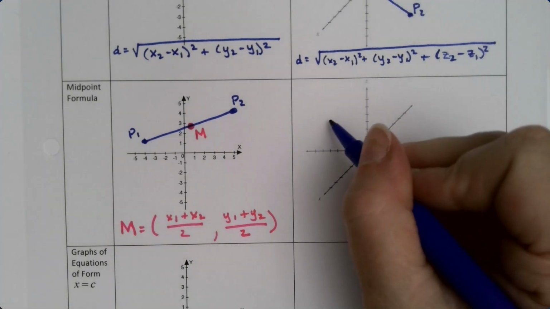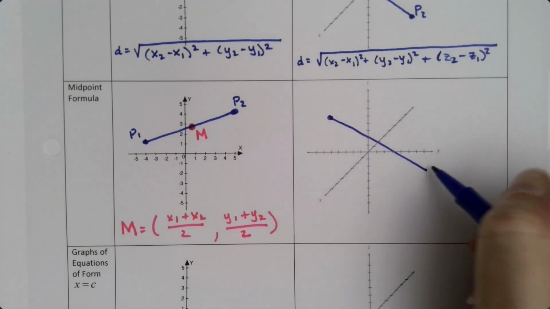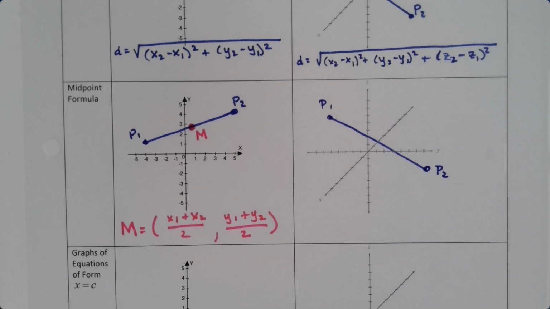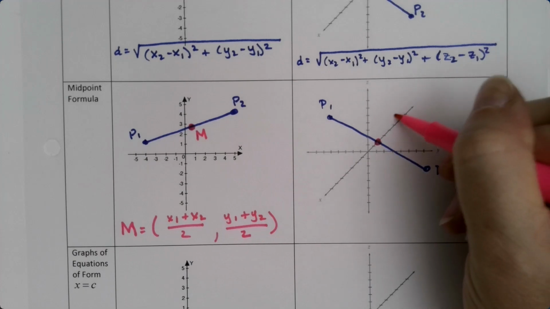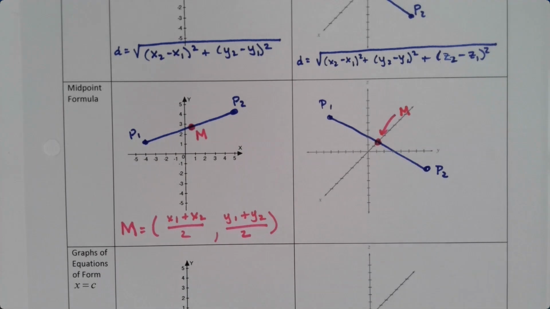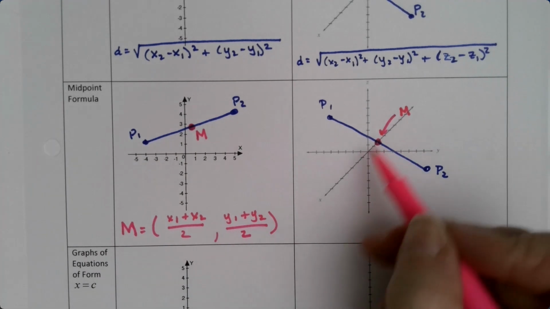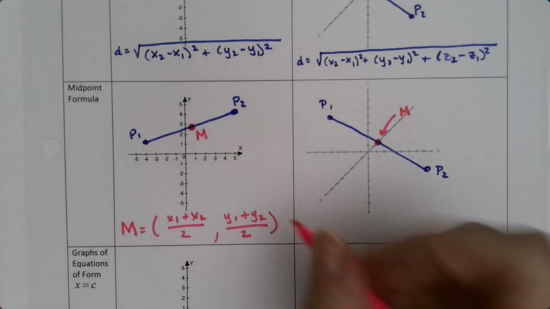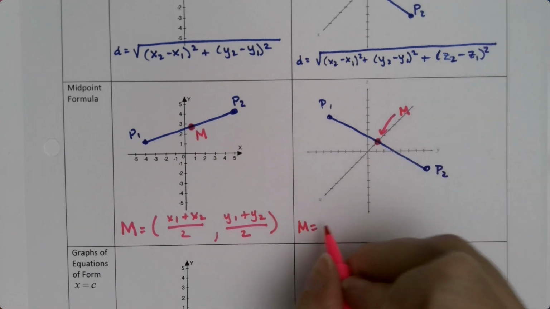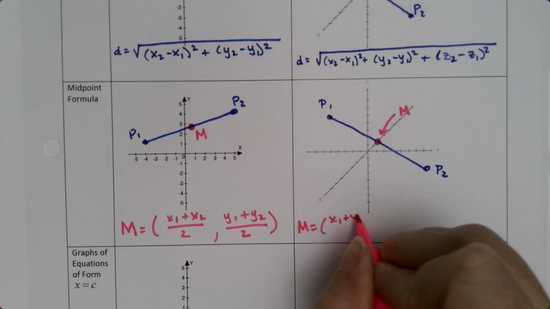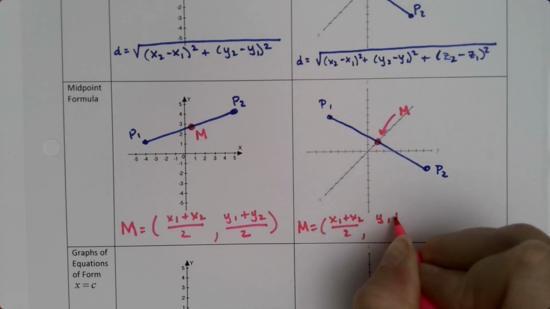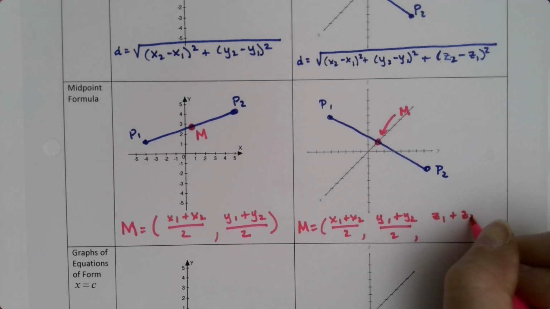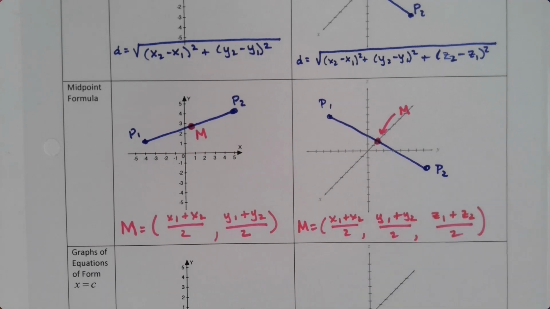When it's in 3 dimensions, point 2 over here, point 1 over here, or vice versa, it doesn't really make any difference. And the midpoint is in the middle, which for some reason I always draw along one of these coordinate axes, but it's not. It just looks like it is. All right, so that midpoint would have 3 components, right? It's going to have the average of the x's, the average of the y's, and then the average of the z's, right? The mean of the z's. There you go.